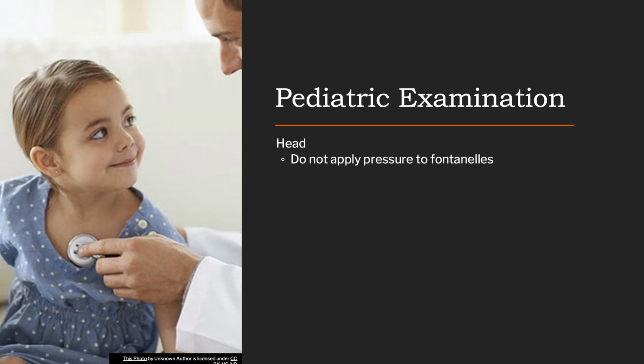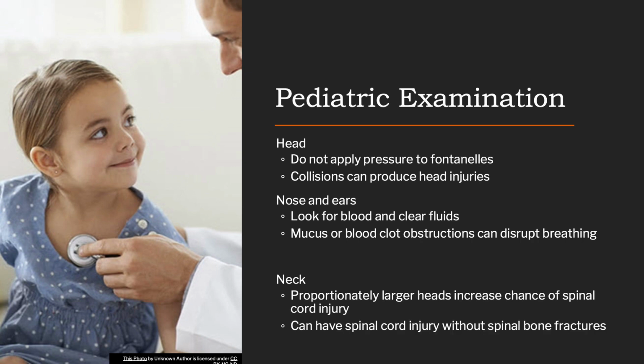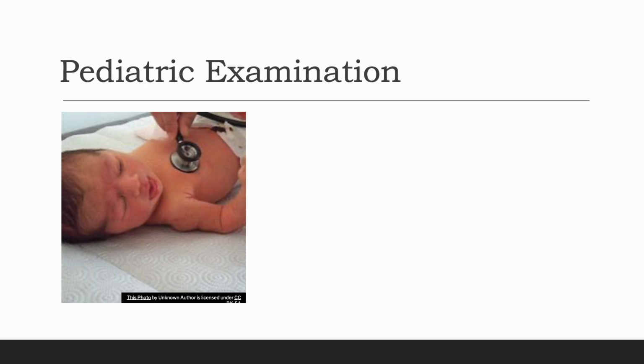So for the head for kiddos, don't apply pressure to the fontanelles. They have not fused together yet. Don't poke it. Collisions can produce head injuries because their heads are so much proportionally bigger than the rest of their body. Nose and ears, look for blood or clear fluids just like we do for adults. Remember with kiddos, though, that any mucus or blood clot can disrupt their breathing a lot easier. For the neck, their proportionally larger heads increase their risk of spinal cord injuries in a motor vehicle accident. So they may have it without even a fracture just because of the extra range of motion. Remember, their airway is differently sized as well.